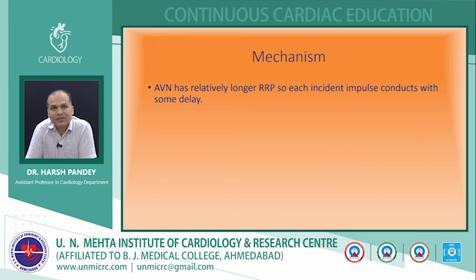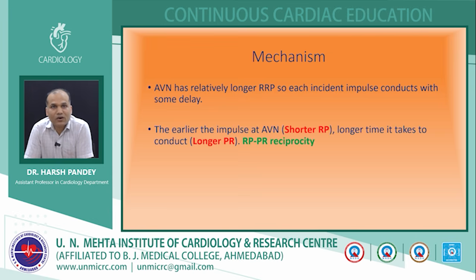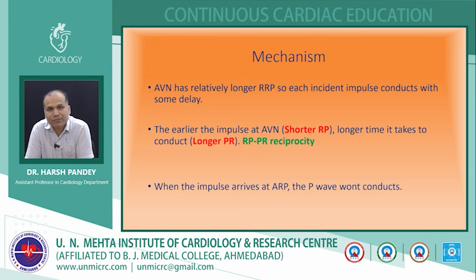The mechanism is that the AV node has a relatively long relative refractory period, so each incident impulse conducts with some delay. The earlier the impulse arrives at the AV node, the longer it will take to conduct. So the shorter the RP, the longer the PR. The shorter the time since the AV node was depolarized, the longer it takes to become active again. This is known as the RP-PR reciprocity. When the impulse arrives during the absolute refractory period, the P wave will not conduct.